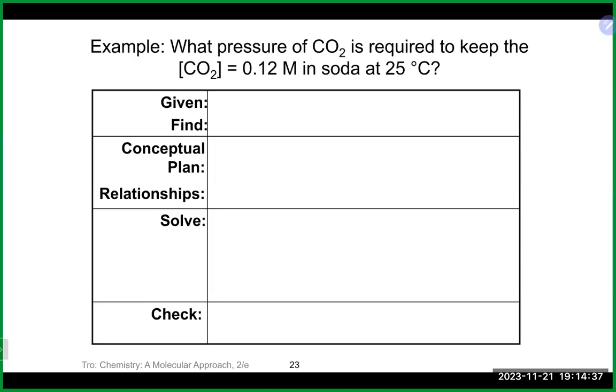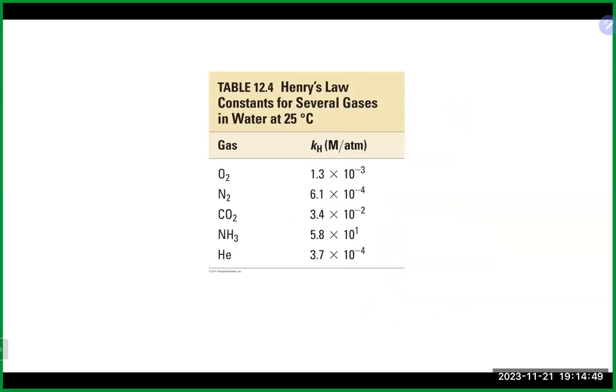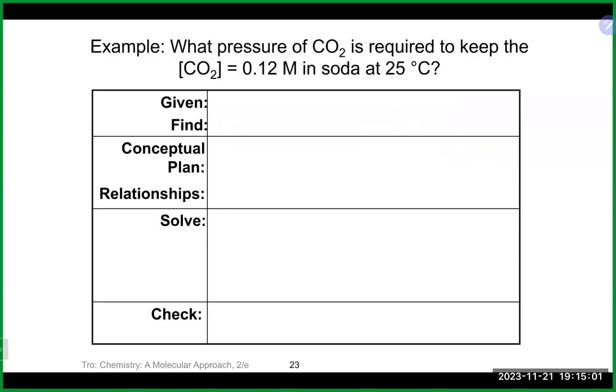So if we look at one here, what is the pressure of CO2 that's required to keep the CO2 concentration at 0.12 molar? We could use Henry's law here to help us calculate that. Again, we will have to look up a couple of things. First off, we would need the constant for CO2, which is 3.4 times 10 to the minus 2 molar per atm.